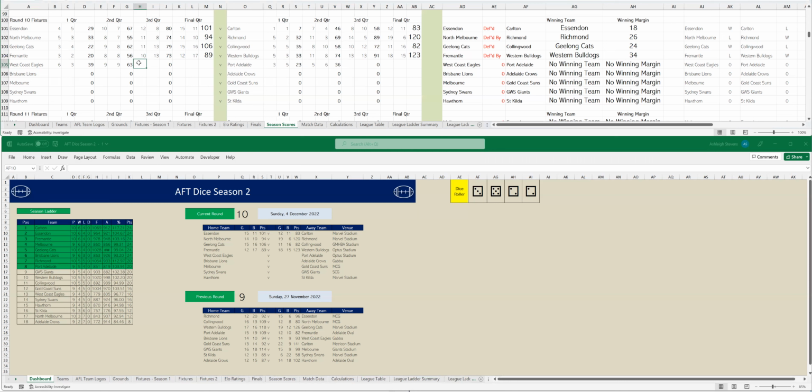Let's go to the third quarter. West Coast have kicked 3 goals 5. So that's 12 goals 14. To Port Adelaide 2 goals 2. So that's 7 goals 8.